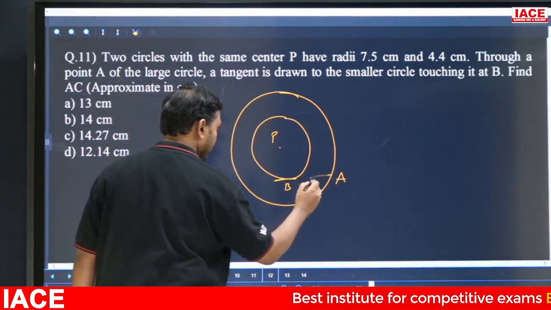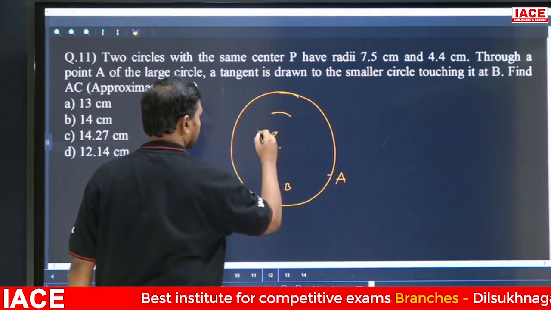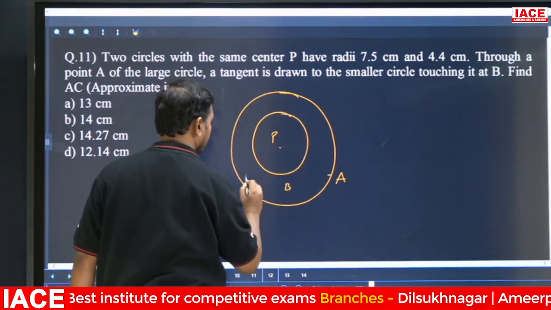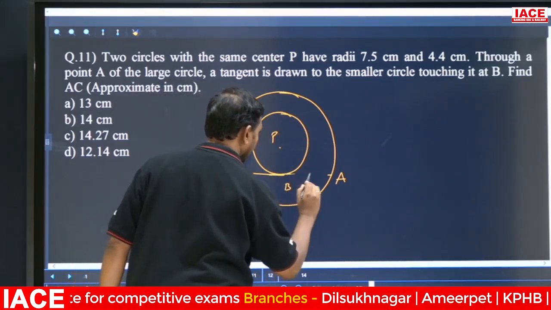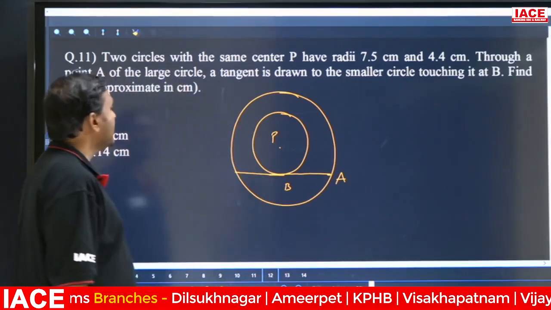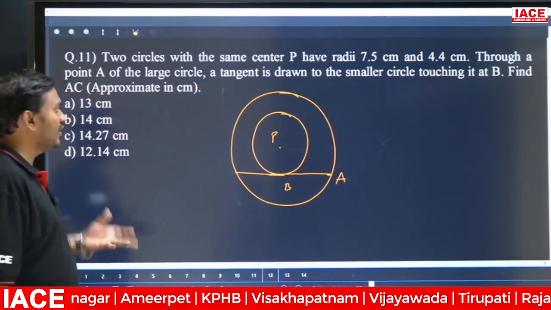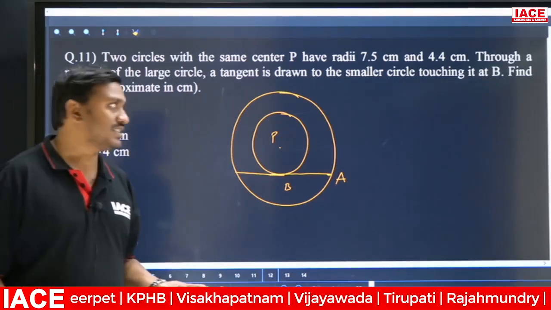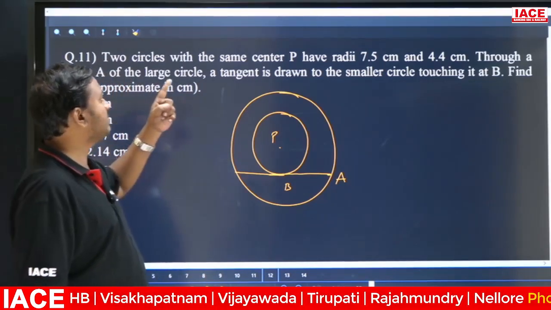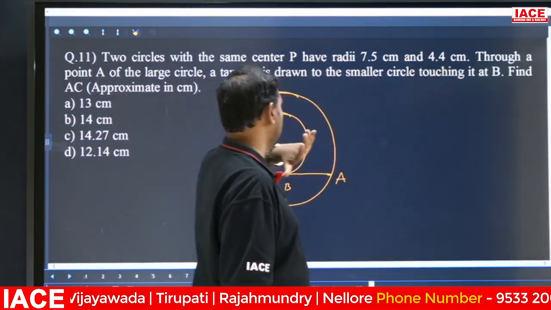Let us draw it neatly. Which is touching at B. Find AC approximately. Small correction is there here. So is there any C value in this diagram? Nowhere it is there. So two circles with same center P having radius 7.5 cm and 4.4 cm.